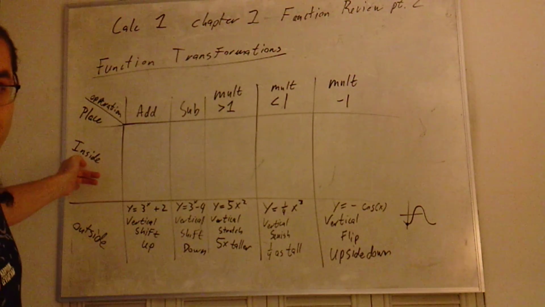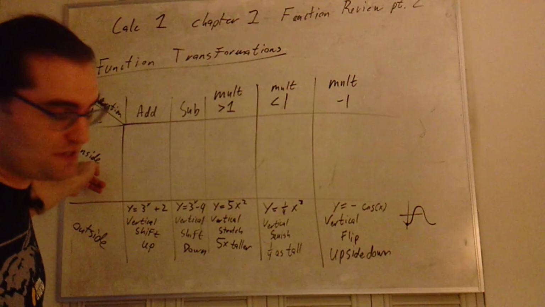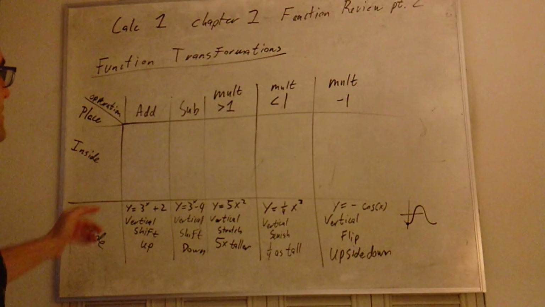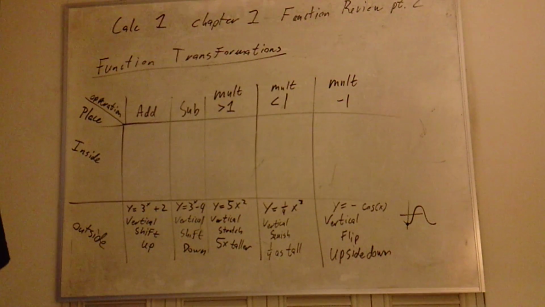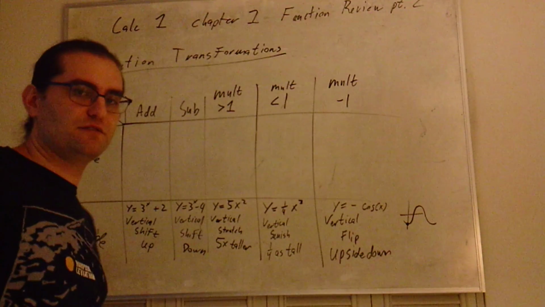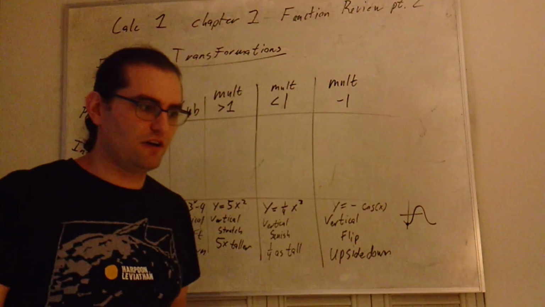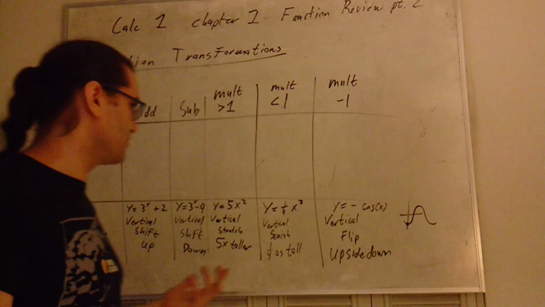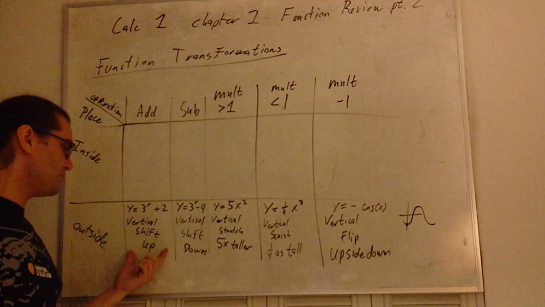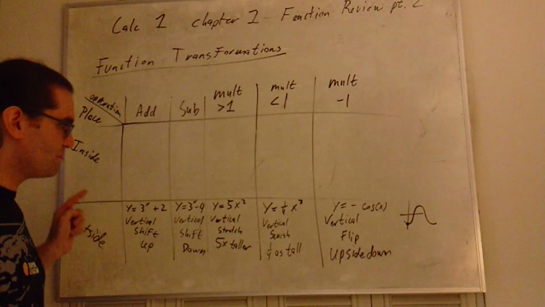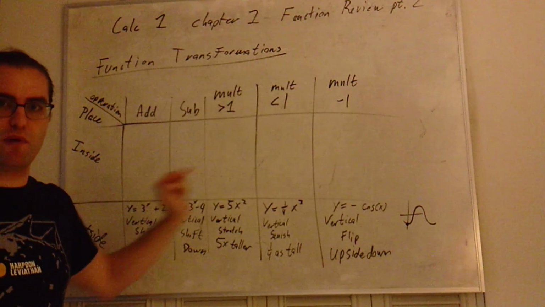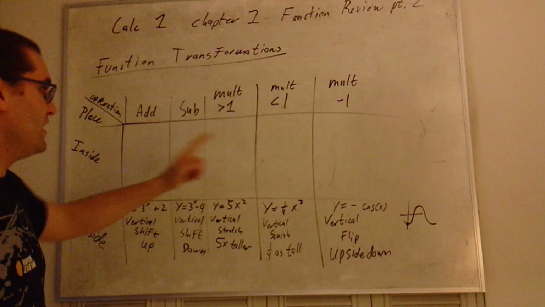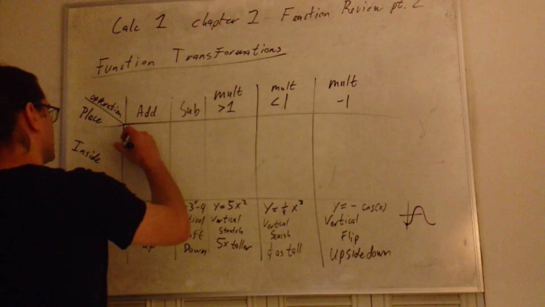I say this because the inside stuff is the opposite of all of that. Inside stuff is all going to be horizontal transformations, and the bad news is that they're all a little bit backwards from what you might expect. So it would be nice if adding on the inside pushed us to the right, since that's the positive direction on a graph. It does not. It'll push us to the left.